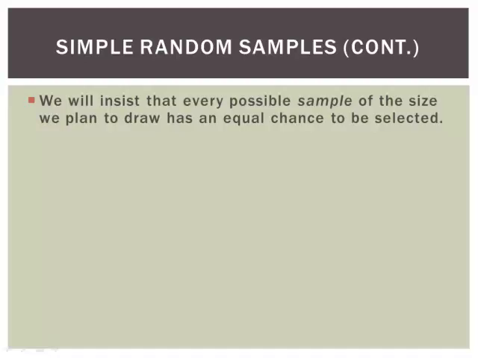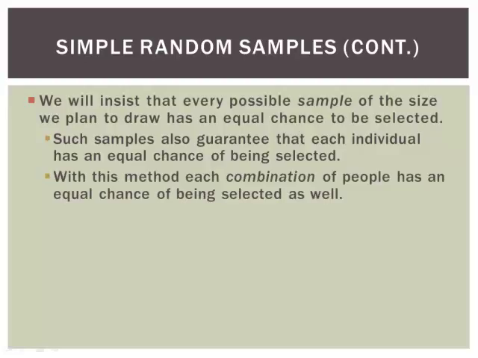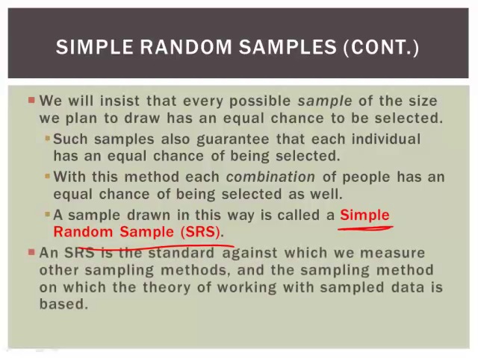In the telephone survey they did for president, there were many people who could not be selected, people who didn't have phones. These samples also guarantee that each individual has an equal chance of being selected. With this method, each combination of people has an equal chance of being selected as well. A sample drawn in this way is called a simple random sample, or SRS for short. A simple random sample is the standard against which we measure every other sampling method. There are other sampling methods that we'll look at, and sometimes we can't do a simple random sample. It's just not convenient.